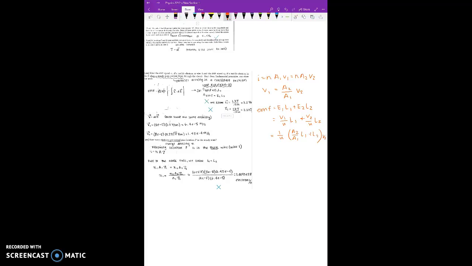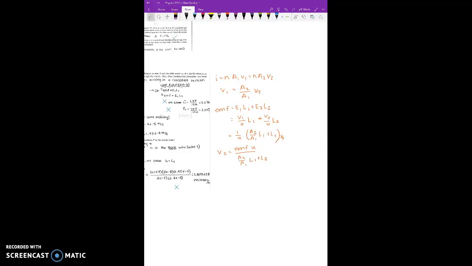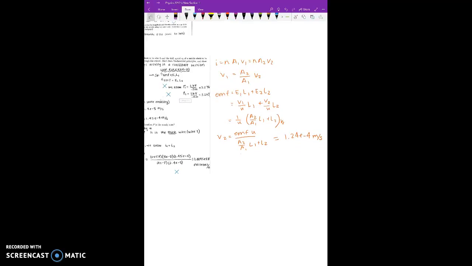And so when we plug in the numbers, we get V2 is equal to EMF times U over A2 over A1 L1 plus L2. We plug in the respective values and we get V2 is equal to 1.24 E negative 4 meters per second. And so since we have V2, we have the formula for V1 above, we plug in the numbers and it's equal to 3E8 over 4E negative 7 times 1.24 E negative 4, which is the number we just found. We get 9.3 E negative 6 meters per second. So we have our values for V2 and V1.